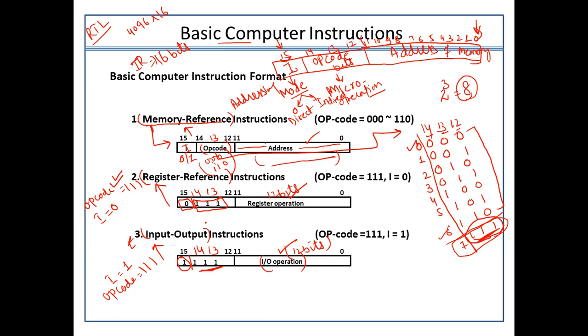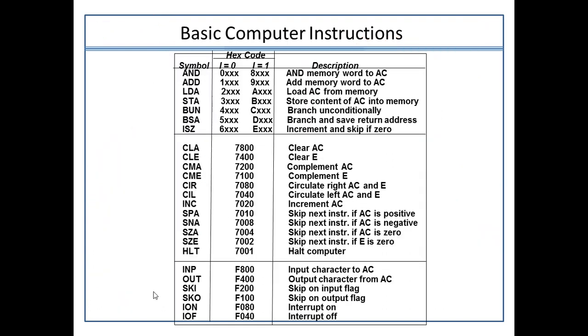So broadly there are three categories: memory reference, register reference and input output reference. Again I am repeating: for memory reference, the opcode bits should lie from 000 to 110, and the mode bit can be either 0 or 1. For register reference, the opcode should always be 111 and the mode bit should always be 0. Similarly for input output reference, the mode bit should always be 1 and the opcode should always be 111. So this is the detail of the different kinds of instructions available in the basic computer.